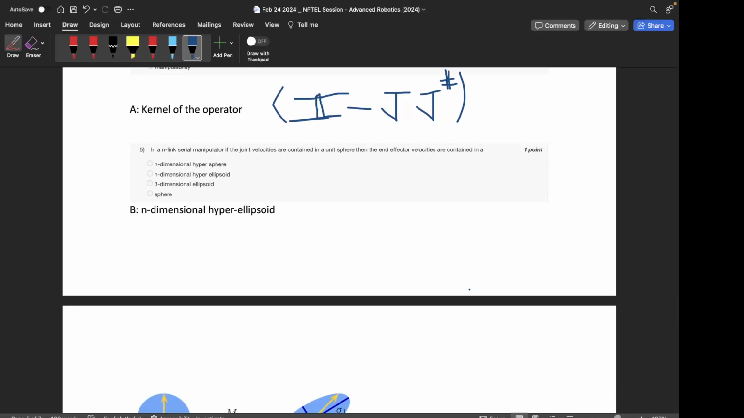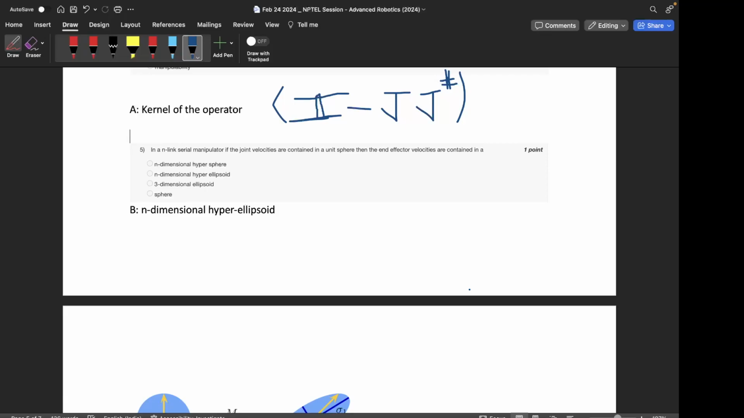So the next question is: in an n-link serial manipulator, if the joint velocities are contained in a unit sphere, then the end effector velocities are contained, like what is the space of those velocities? Okay, so again, we are trying to relate the joint velocities to the end effector velocities, but here the interpretation is slightly more in terms of space and physical sense.